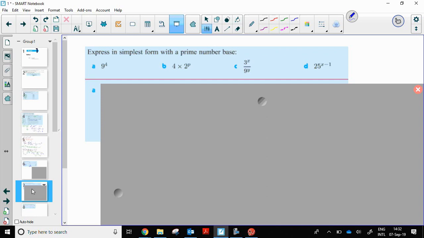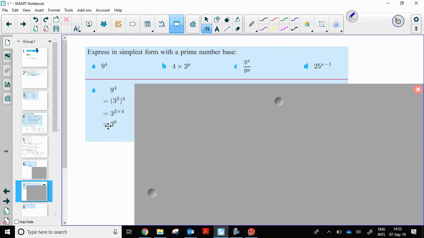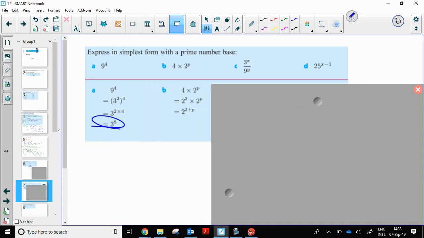Simplest form with a prime number base. Okay, so 9 to the power of 4. Well, 9 is the same thing as 3 squared. So we really have 3 squared to the power of 4, and 2 times 4 is 8. So 3 to the power of 8 is our answer. So next one, we have 4 times 2 to the p, but 4 is 2 to the 2. So that means we have 2 to the 2 times 2 to the p, and then we can add those exponents together to get 2 to the 2 plus p.